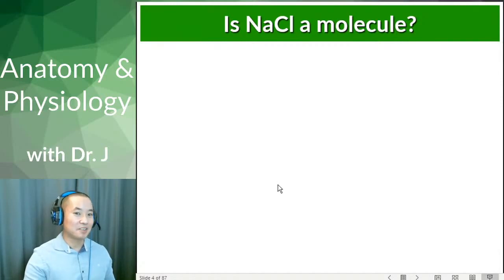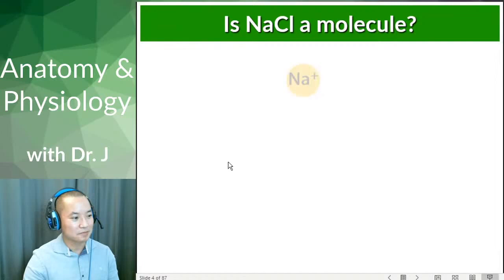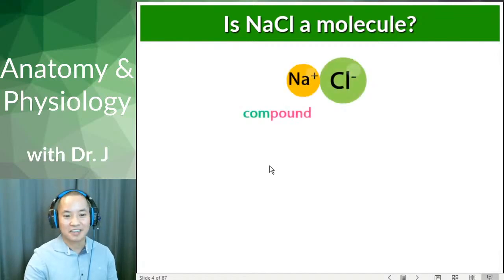Is sodium chloride a molecule? Because in the body it's not really typically just one sodium, one chloride stuck together. And plus, we'll get to why they're a special type of bond. They actually don't share electrons, but we'll get to that real soon. Okay, so sodium and chloride. So definitely a compound, but is it a molecule?